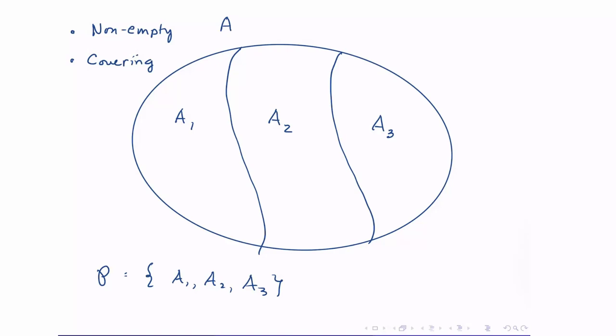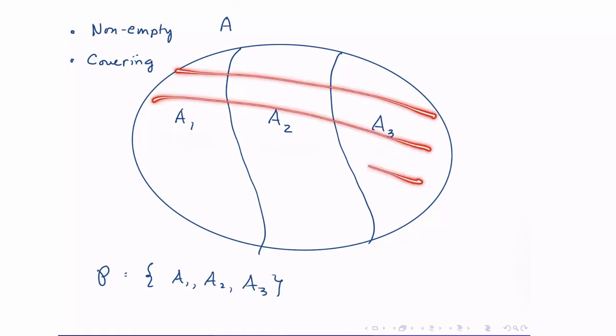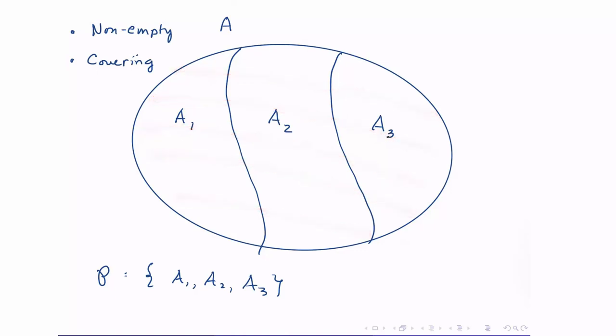Next, the second one is the covering property. If I get an arbitrary element in A, it will definitely fall in at least either A1, A2, or A3. And as you can see, when I get the union of all these three sets, I get the entire set A. And lastly, we want the disjoint property. The three sets here do not have anything in common. Okay, this is how we view partitions.